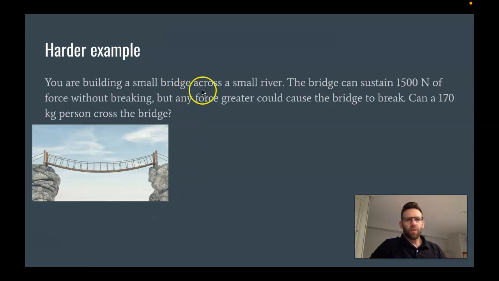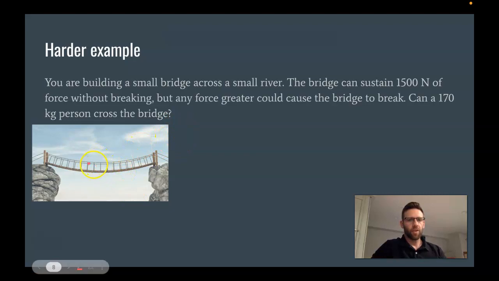So you're building a small bridge across a small river. The bridge can sustain 1,500 newtons of force without breaking, but any force greater could cause the bridge to break. Can a 170 kilogram person cross the bridge? So I think what we should do here is write out what we know. We kind of already have a model here.